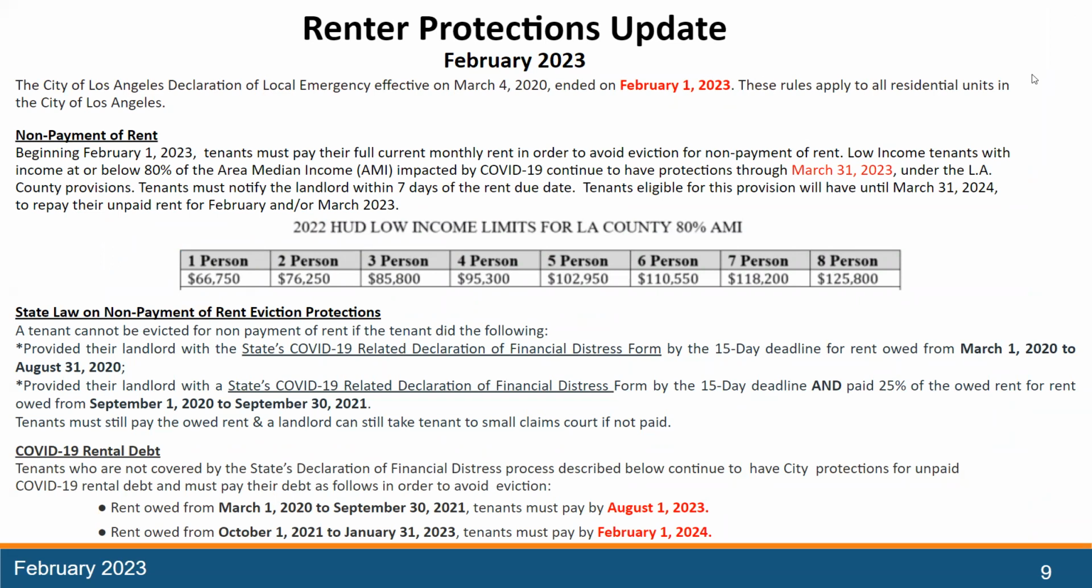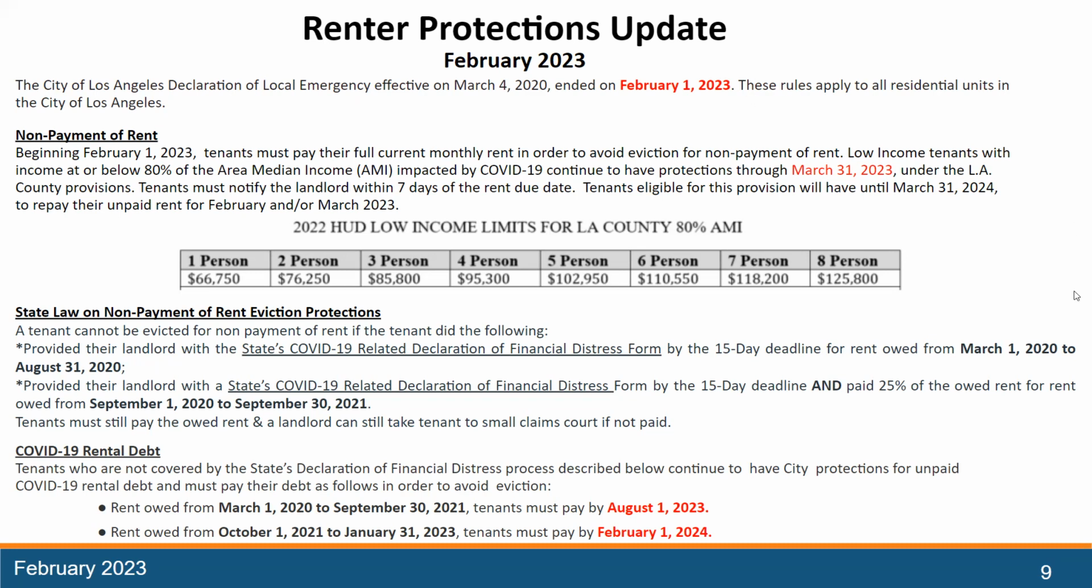Okay, this is the renter protections update slide. Now, I do want to preface that we had the moratorium period that was connected to the City of Los Angeles declaration of local emergency, which went into effect March 4th of 2020, and it ended on February 1st, 2023. These following rules apply to all residential units in the City of Los Angeles.